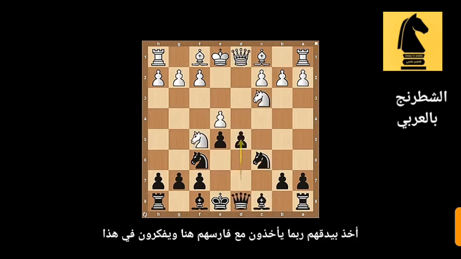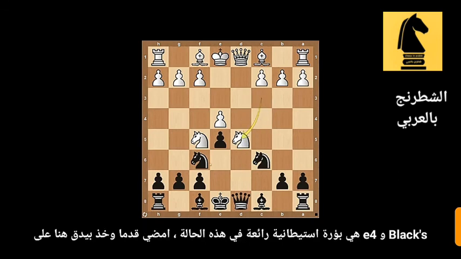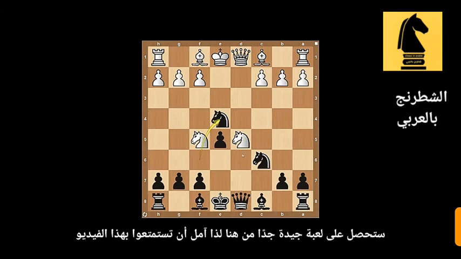Now, if we come back, if they don't take with their pawn, maybe they take with their knight here and think, oh, this is a great outpost. In this case, go ahead and take the pawn here on e4, and black's going to have a very good game from here.